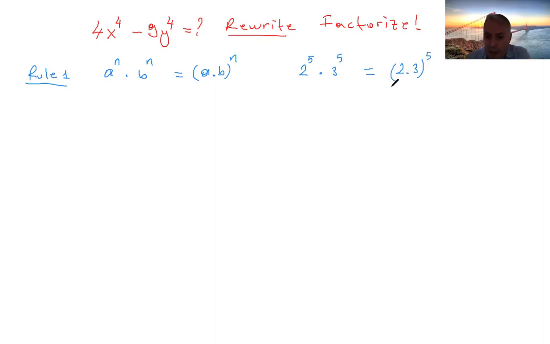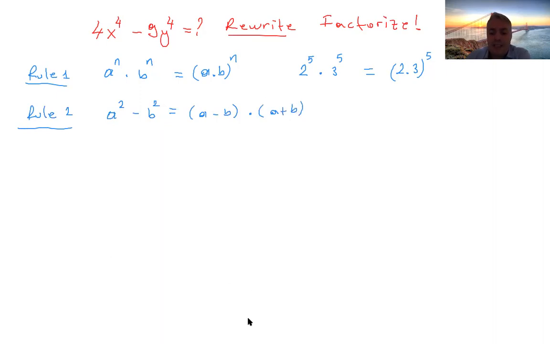Okay, so if you have this, you can say left. If you have left, you can say right. This is the first thing you should know. The second thing you should know, guys: a to the power of 2 minus b to the power of 2 is equal to a minus b times a plus b.